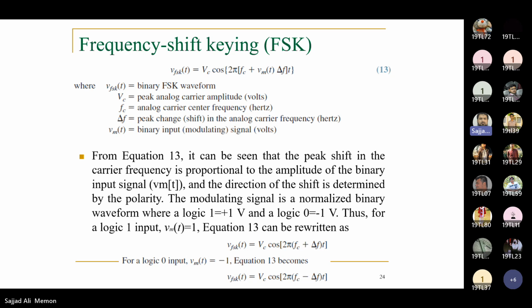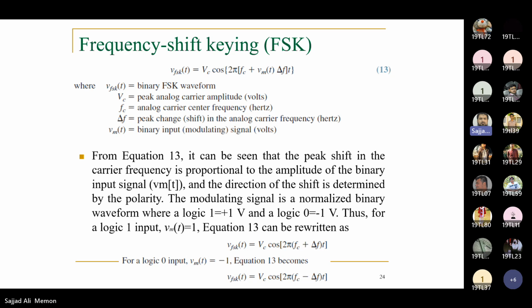V_FSK of t equals Vc, the peak analog carrier voltage, cos 2 pi fc, where fc is your analog carrier center frequency, plus Vm of t and delta f. So the change in frequency is in accordance with the binary input modulating signal voltage Vm of t. From equation 13, it can be seen that the peak shift in the carrier frequency is proportional to the amplitude of the binary input signal Vm of t, and the direction of the shift is determined by the polarity. The modulating signal is a normalized binary waveform where a logic 1 is equal to plus 1 volt and a logic 0 is equal to minus 1 volt.